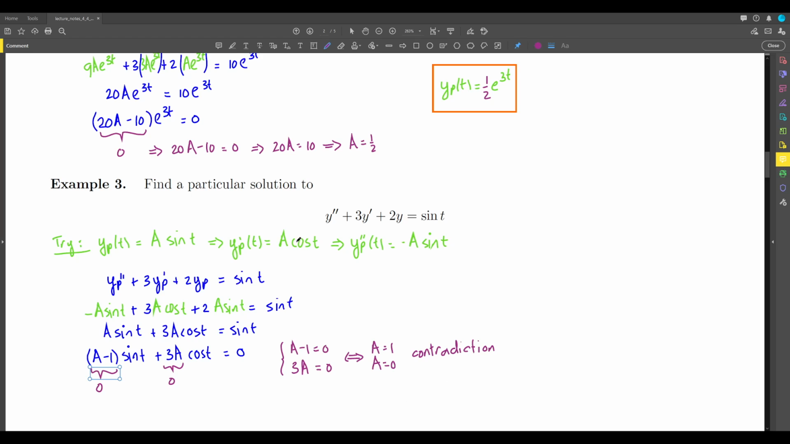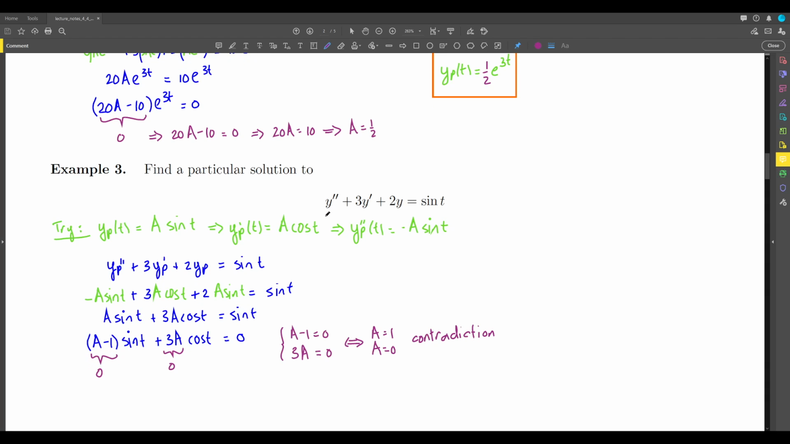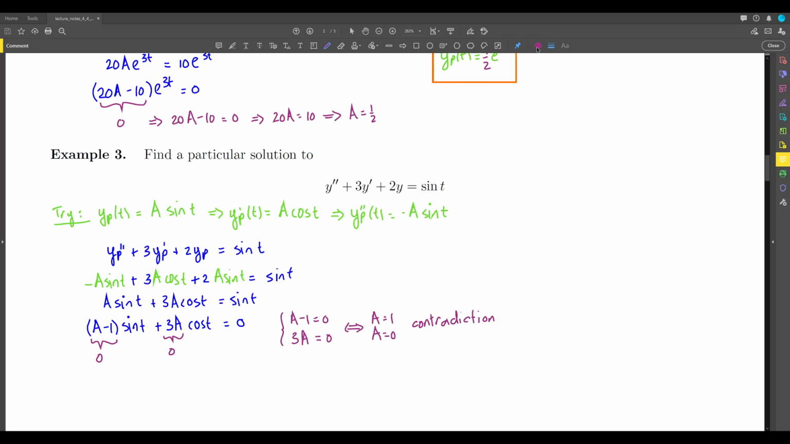This doesn't work because the derivative introduces a cosine of t, which we cannot get rid of. So now our second try is to introduce that cosine. The way we're going to introduce that is as follows. We're going to have our educated guess yp of t be a times sine of t plus b times cosine of t.